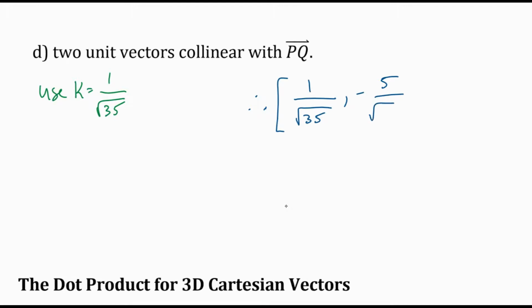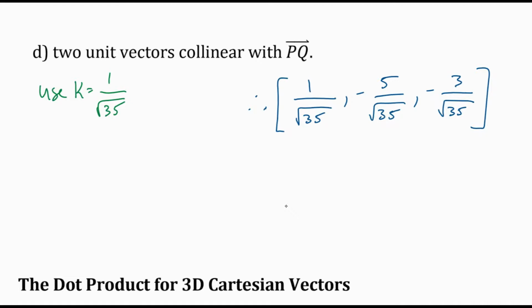Okay, and I'm just writing out PQ, but each of the components over root 35, which was the magnitude. But it said 2 unit vectors that are collinear with PQ. So there's one. How would I find another one? Again, this is something you could think about yourself. Can you think of a way to come up with a second unit vector that's collinear with PQ?